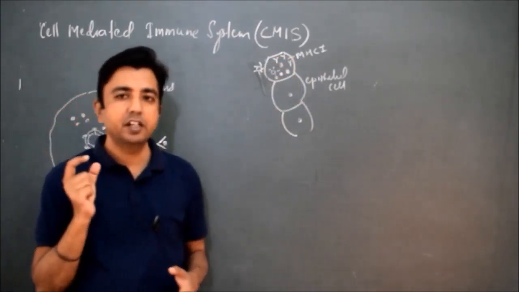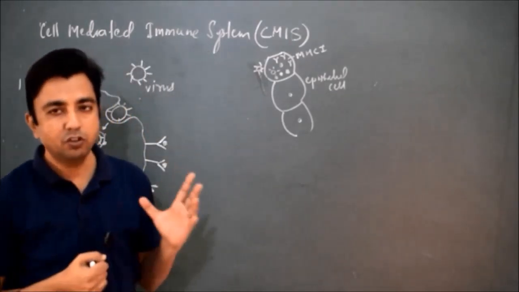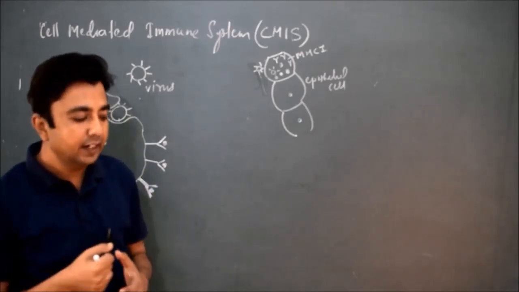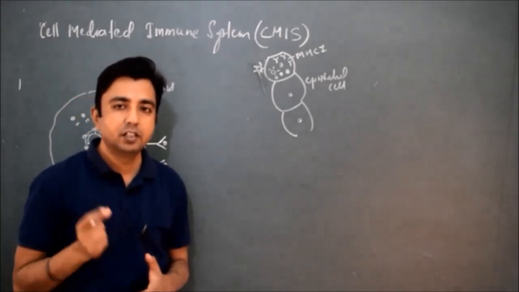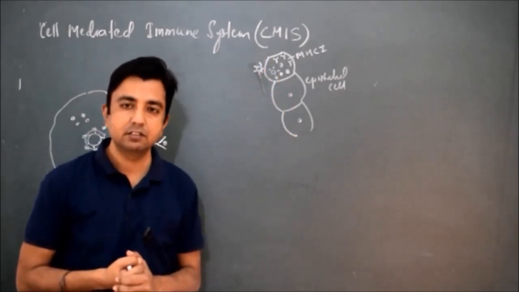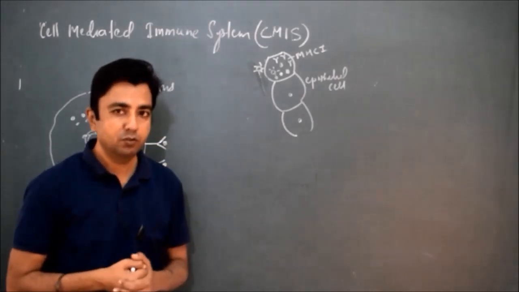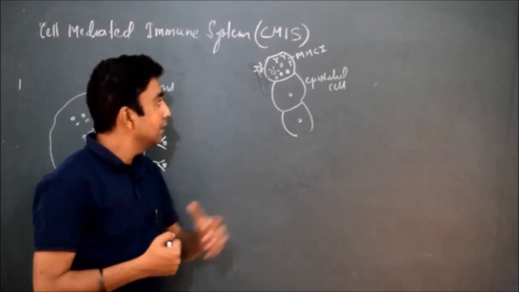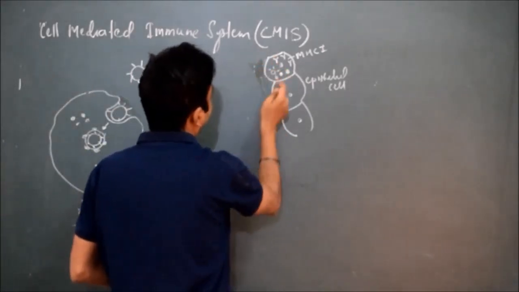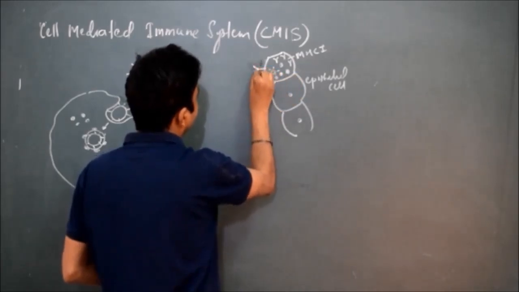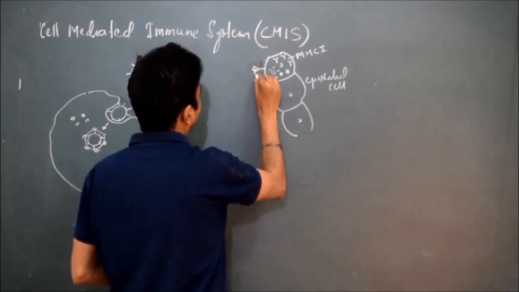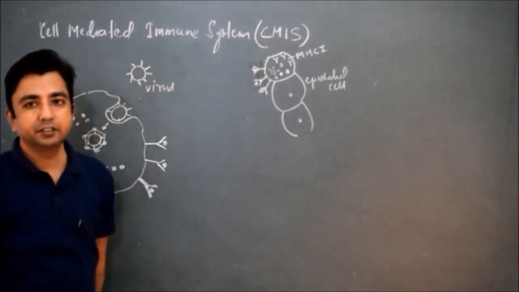MHC1 molecule is present in almost all nucleated cells, except antigen presenting cells, because antigen presenting cells consist of MHC class 2 molecule, but all other nucleated cells consist of MHC class 1 molecule. Now MHC class 1 molecule, what will it do? It will take these antigens on its surface and represent the antigen.